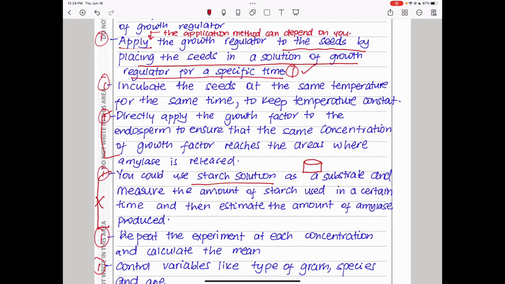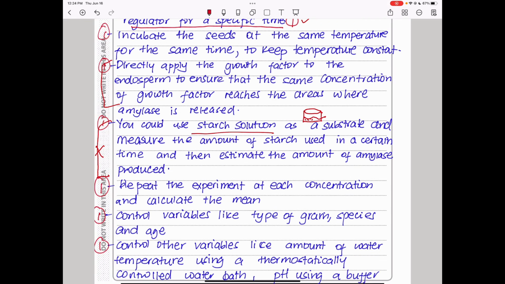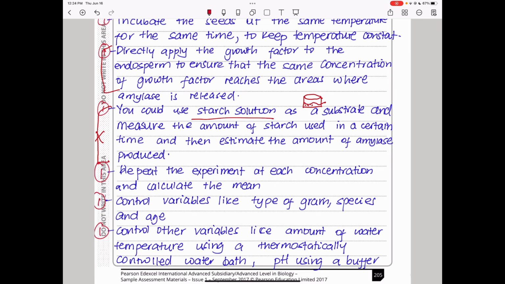This part could work, or you could use the solid agar method to estimate the amount of amylase that was produced. So the next part, we repeat the experiment at each concentration, of course, and calculate the mean. And control variables, like these are the biotic ones. Biotic variables like the type of grain, the species, as well as the age of the grains, have to be controlled. To do this, you could ensure that the seeds come from the same pod in order to minimize variations.